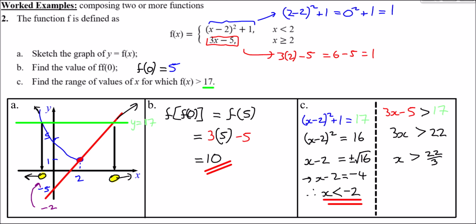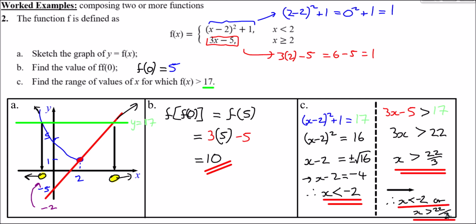So we can put these 2 bits together, these 2 solutions. So therefore what we're wanting is x less than minus 2 or x greater than 22 over 3, like so. And that completes the solution.